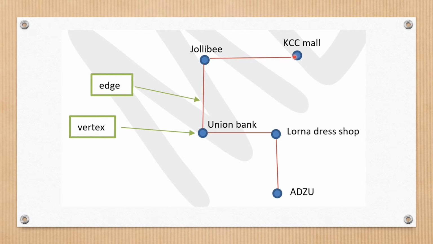It may be a street, it may be a pathway in between. So we have KCC Mall going to Jollibee Camins. There is an edge here, and then another edge or pathway, a street from Jollibee Camins going to Union Bank, and then Union Bank going to Lorna's dress shop, and then a street or pathway from Lorna's dress shop going to Ateneo de Zamboanga University. So this is how we can use the concept of graph in a real-life situation.